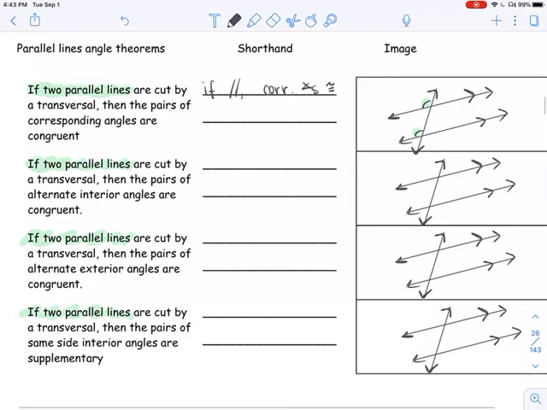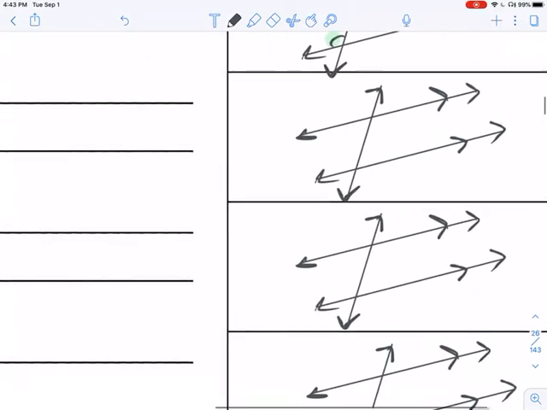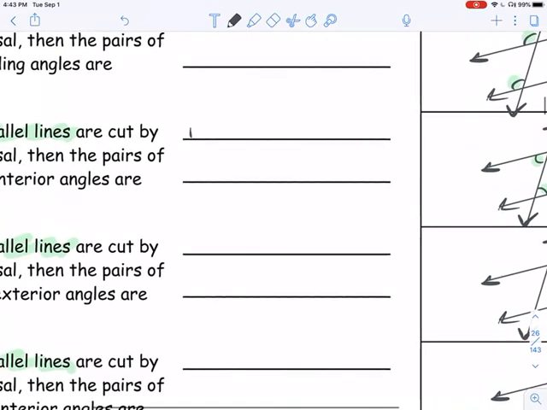If two parallel lines are cut by a transversal, then the pairs of alternate interior angles are congruent. So if I choose this angle here and this angle here, then if my lines are parallel, those two angles are congruent. If parallel, alternate interior angles congruent.